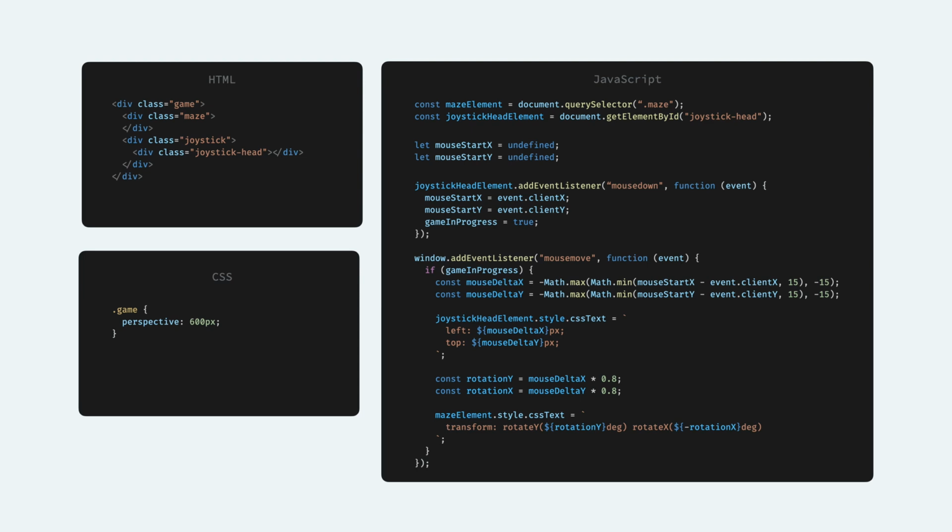By default, this would result in an orthographic projection. If we want to have a perspective projection, then we have to set the perspective property in CSS. But be aware that this perspective property has to be set not on the maze element which we turn, but on its parent. And that's it, we have a maze element that we can tilt with a virtual joystick.